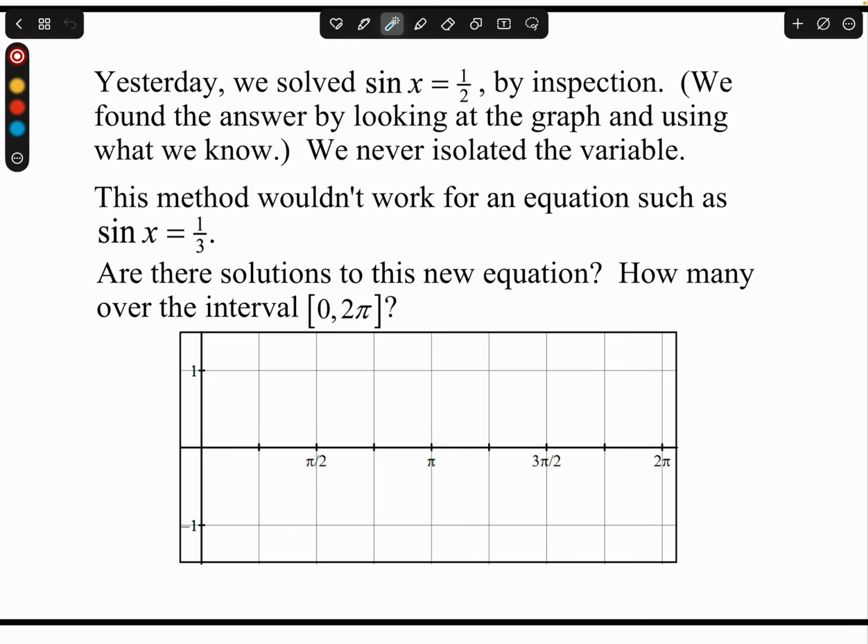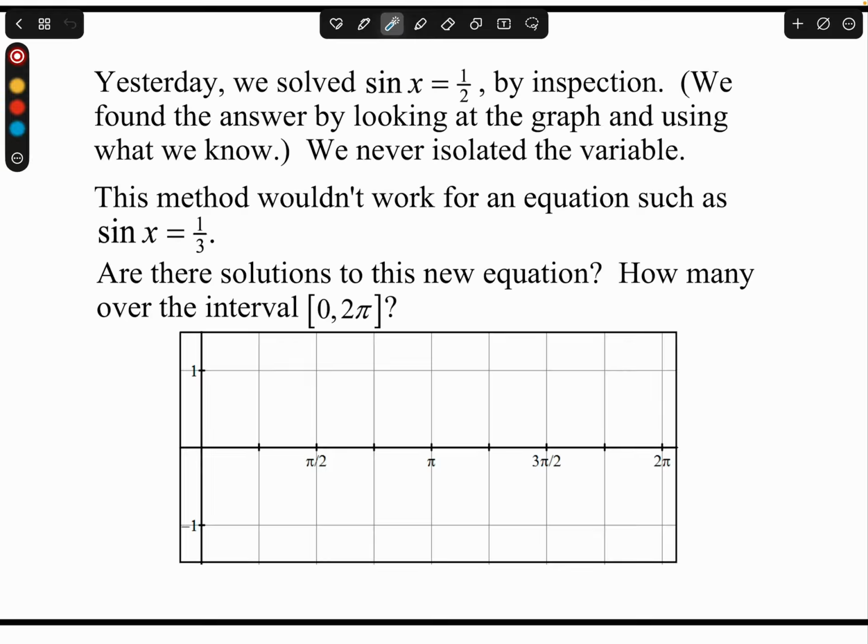So that works for specific values where we have those common angles on the unit circle, but it doesn't work as easily for everything. So this method wouldn't work actually for sine of x equals 1/3. So are there solutions to this equation? And how many would we see over the interval from 0 to 2 pi?